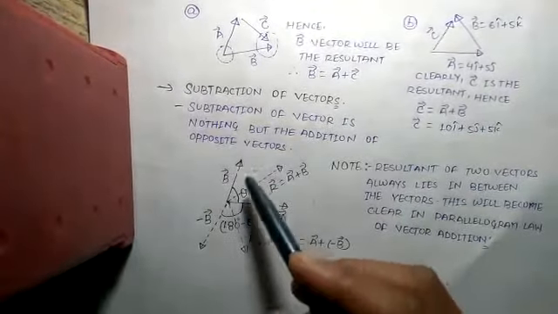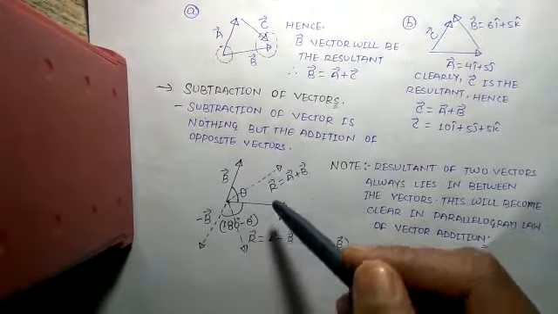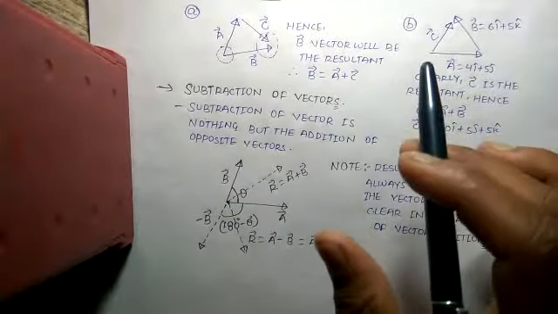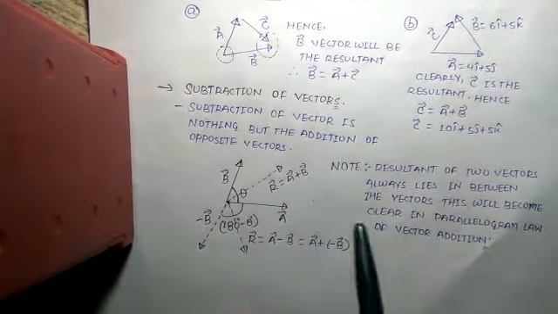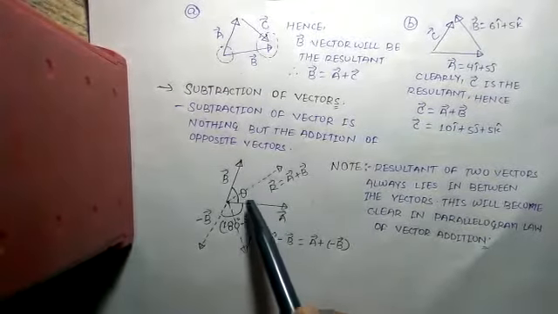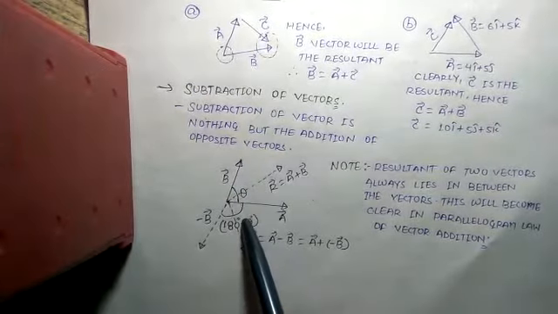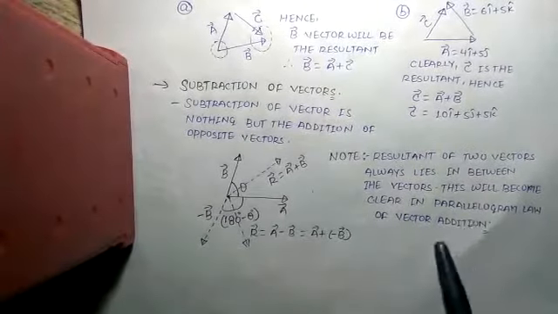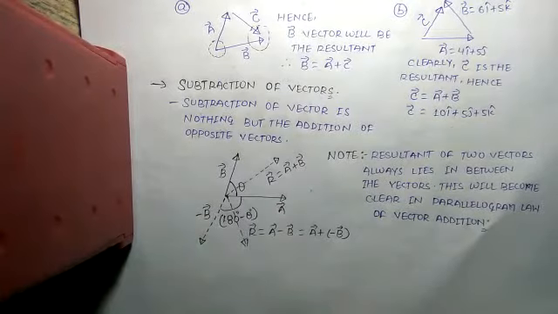Here I have illustrated that the resultant lies in between the two vectors, and in the above illustrations I haven't mentioned this type of information, so I am just clarifying that this is correct, that the resultant of any vectors lies in between the vectors. This we will study in the parallelogram law of vector addition, and the parallelogram law of vector addition will be our next topic.